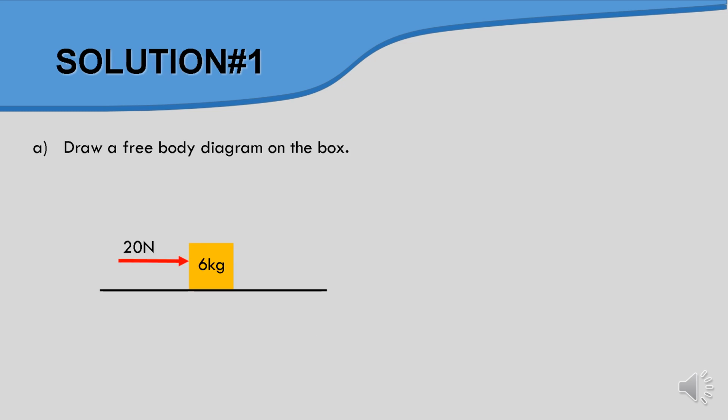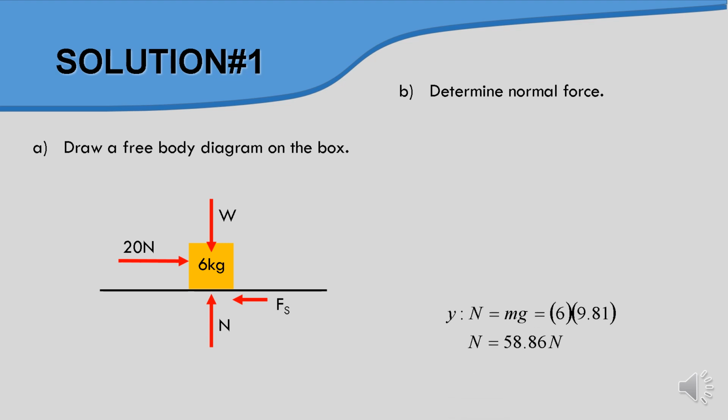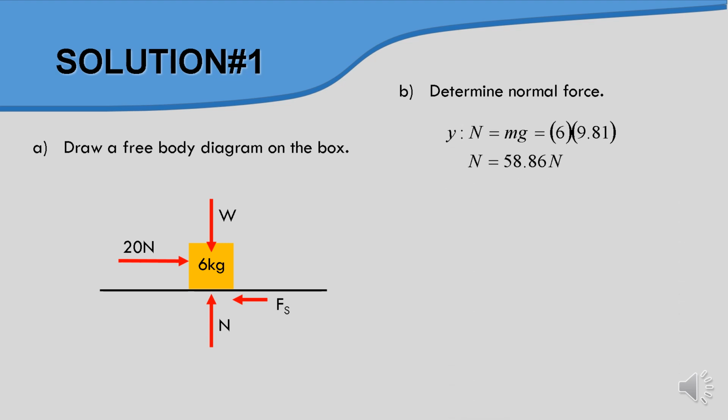First thing we need to do is draw a free body diagram. So we just draw something like this. We need to indicate the weight, the normal force, and also the frictional force. And for the normal force, you need to identify the value of N first. In this case, the value of N is the same as the value of W. So very easy, you calculate W equal to mg, and you get the value of N equal to 58.86 Newton.